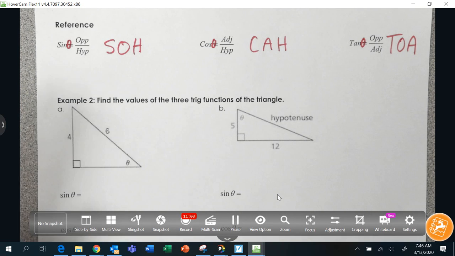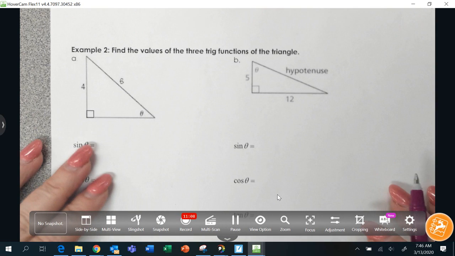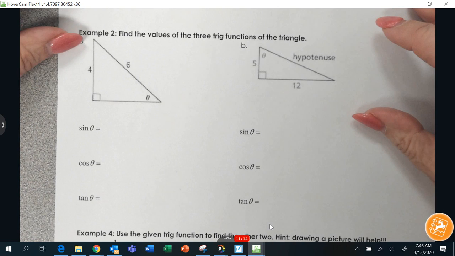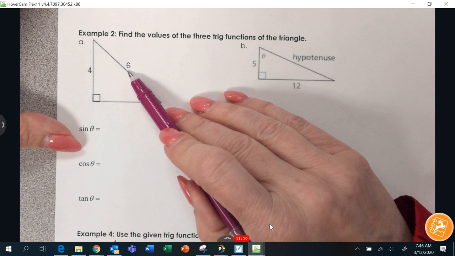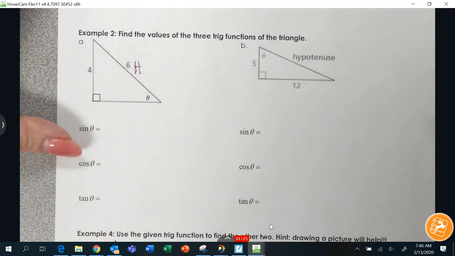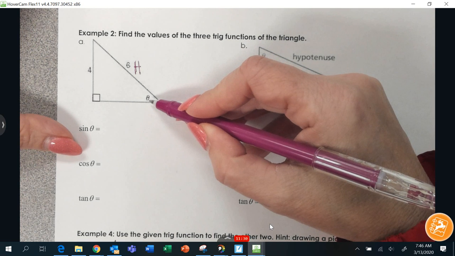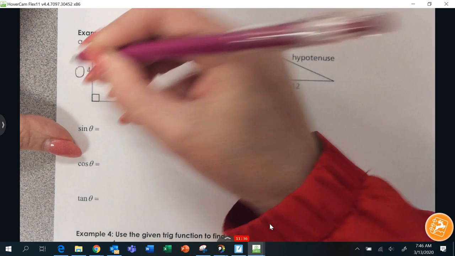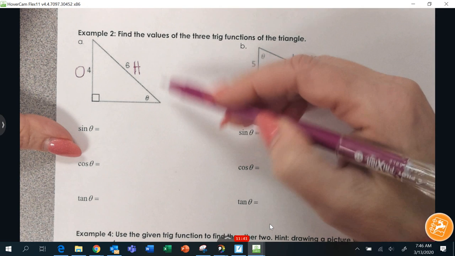All right. We are going to find the values of these three trig functions of the given triangles. So let's look at triangle A. I would suggest the very first thing we do is find the hypotenuse. So we look for that 90 degrees and we look opposite that 90 degrees. 6 is the hypotenuse. Then we look for theta. And theta is in this bottom corner. So opposite of theta is 4. Adjacent to theta is the one that touches it. That's not the hypotenuse. We'll call that A.